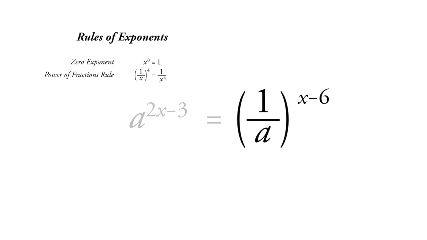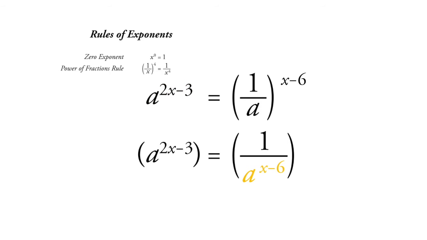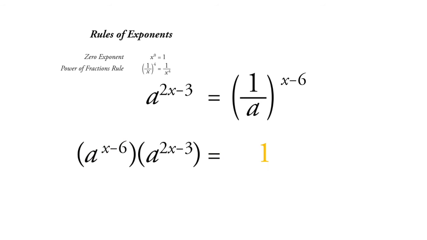And we know that this term here, 1 over a to the x minus 6, is equal to a to the negative x minus 6. And that's equal to a to the 2x minus 3. Now we can multiply both sides of the equation by this. So we'll bring this over here, and we get a to the 2x minus 3 times a to the x minus 6 is equal to 1. Now we're talking, because anything to the 0th equals 1. That's what we want it to be.